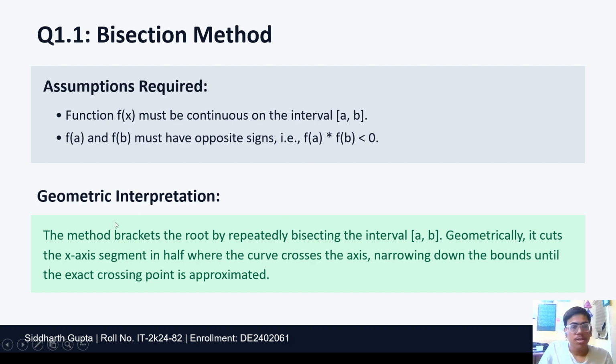Next, the geometrical interpretation. The method brackets the root by repeatedly bisecting the interval. Geometrically, it cuts the x-axis segment in half where the curve crosses the x-axis, narrowing down the bounds until the exact crossing point is approximated. So it will cut the interval in half, then again in half, then again in half. So it will repeatedly bisect the interval until the required root is found.